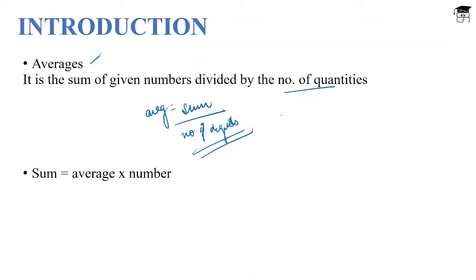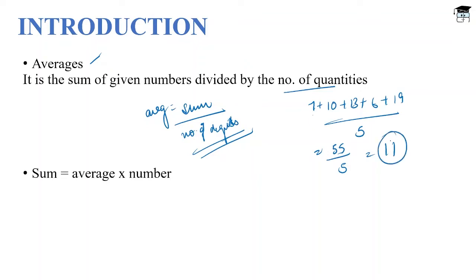So, for example, let's say the numbers 7, 10, 13, 6 and 19, right? These are 1, 2, 3, 4, 5 numbers. So their total is equal to 7 plus 10, 17, plus 13 is 30, 36, and 19 is 55. So 55 divided by 5 is equal to 11. So simply, average is equal to sum divided by number. So the average is 11.